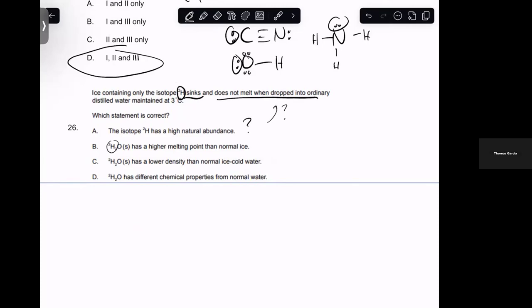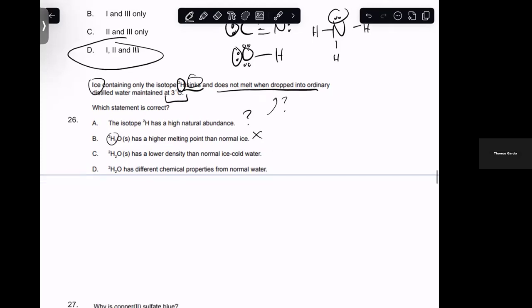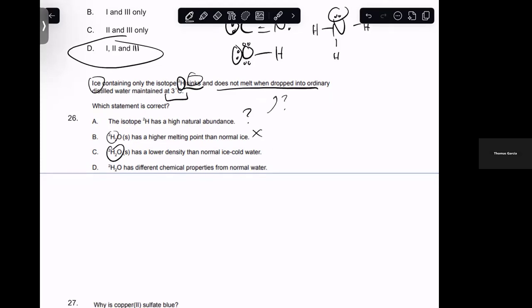The H2O solid, so the ice made with H2, has a higher melting point. Well, maybe it might, but from what we gather, we're at water at 3 degrees Celsius and it's still ice. It's solid. It is sinking. They didn't say it's melting. So we have nothing really to go off to answer B. H2O solid has a lower density than normal ice-cold water. Well, it does sink, implying a lower density. That sounds pretty good. I think I'm going to go with that one.